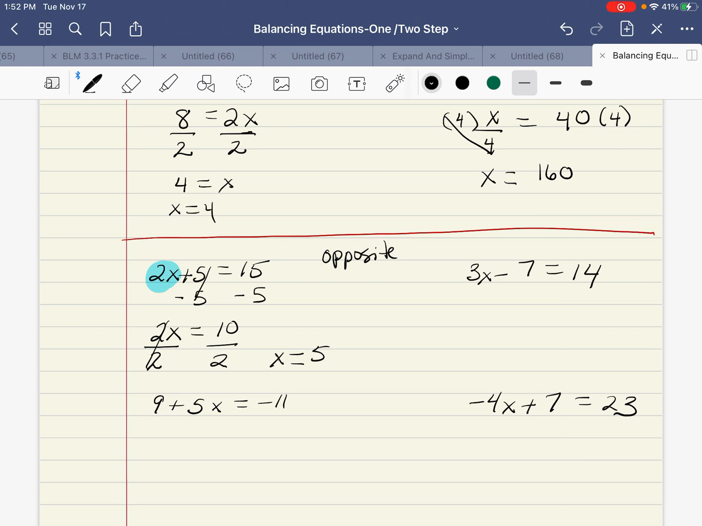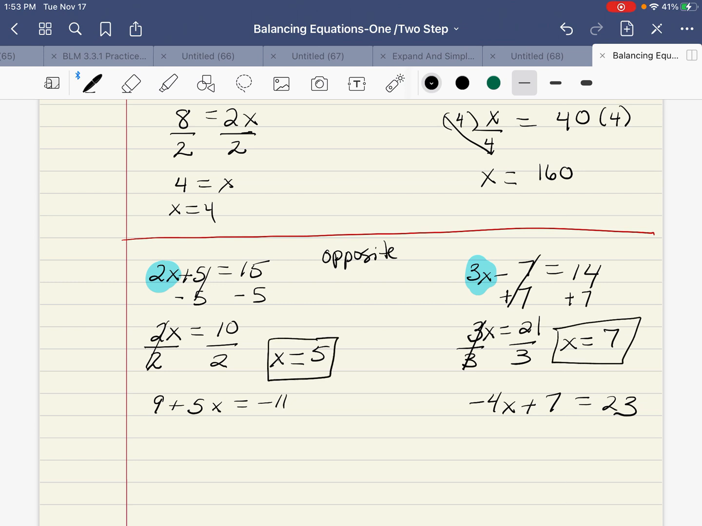So likewise here, if you highlight the term with the variable, it kind of reminds you you're going to deal with that last. And now you got to get rid of minus 7. So minus 7, to get rid of it, to make it 0, you got to go plus 7. But we got to balance and do plus 7 to the other side. So now you're going to be left with 3x equals 21. You want x, so you can divide by 3. And 21 divided by 3 is going to be, x is 7.